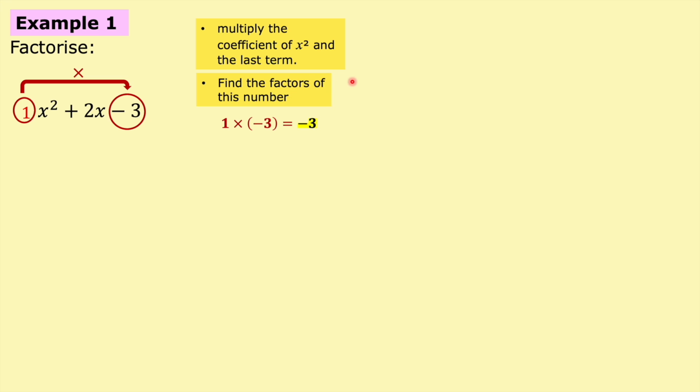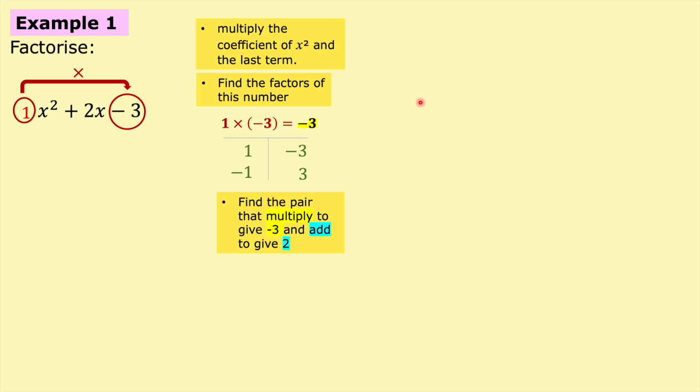Now we need to write down the factors of this number. Here we have negative 3. We need to think about what two numbers multiply together to give us negative 3. Of course we've got 1 and negative 3, just like we have here, but we've also got negative 1 times positive 3. So those are our factors. Now we need to find the pair that multiply together to give us negative 3, and then add to give 2, so positive 2. It's going to be one of these two pairs. 1 subtract 3 gives us negative 3, so it's not going to be that one. Negative 1 add 3 gives us positive 2, so it's this second set of numbers here.